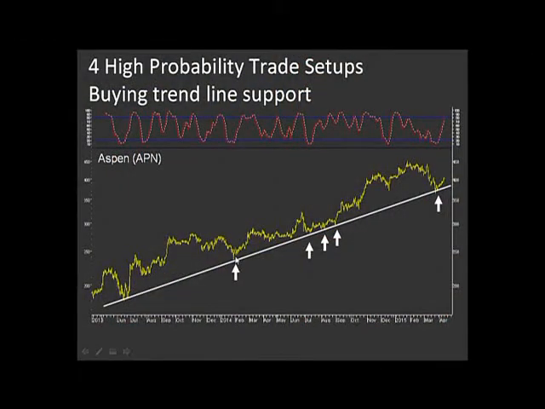So in each of these instances here, you would have looked for evidence of a reversal, waited for a reversal candle to occur, and then bought. And then you would set a stop loss underneath the lowest point of that reversal candle. And that's what we've done recently with our Aspen trade, and so far so good. It's working for us. Yeah.